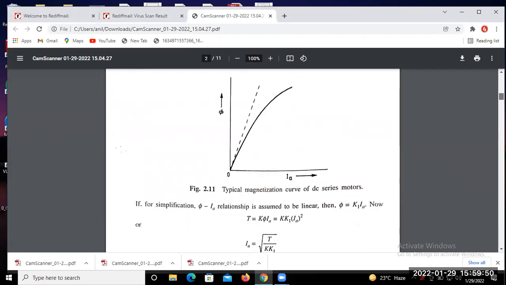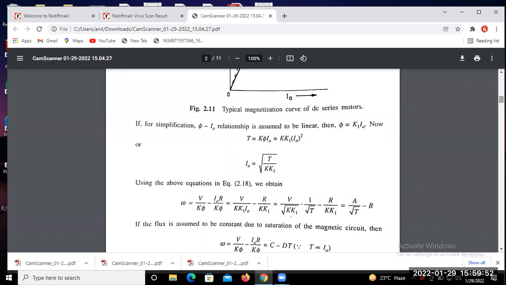So this is all about the derivation. That means V by K phi minus IA into R by K phi. So phi equal to K1 IA. Just put here, so V by K into K1 IA. So this you can consider constant K into K1. And V is already constant for the supply voltage of the DC series motor. So this whole term is constant. And IA equal to square root of T by K1 into K2.